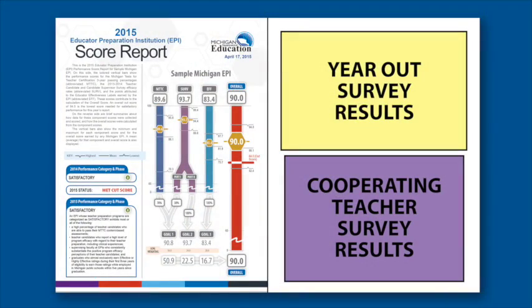For this reason, the MDE is planning to include an extra page to the overall reports this year that will display 2 years' worth of year-out survey data and last year's cooperating teacher survey data for each individual EPI. Each of these data points will also have mean, minimum, and maximum scores like the other component scores.